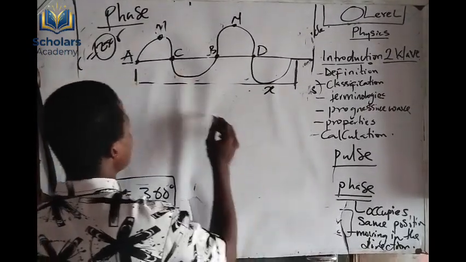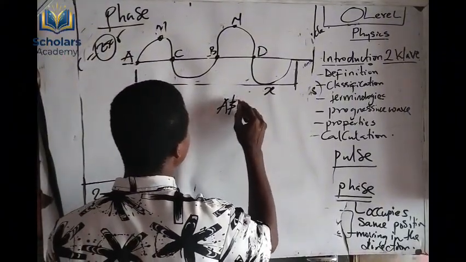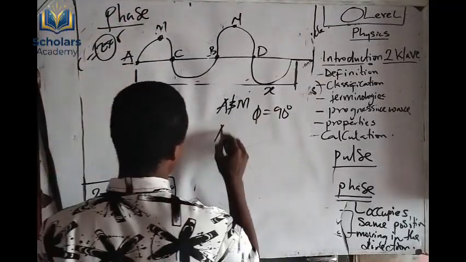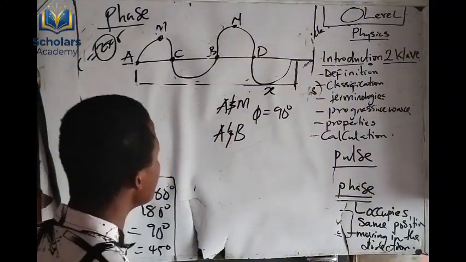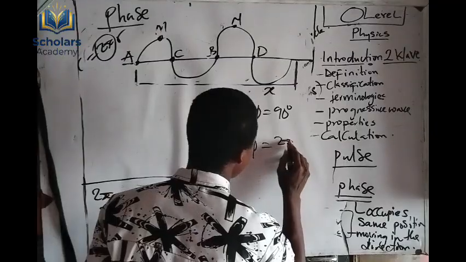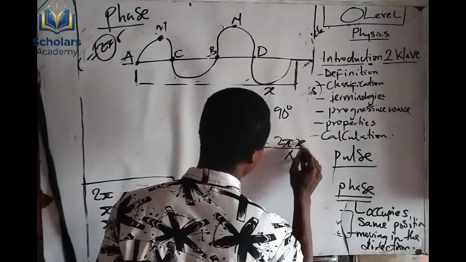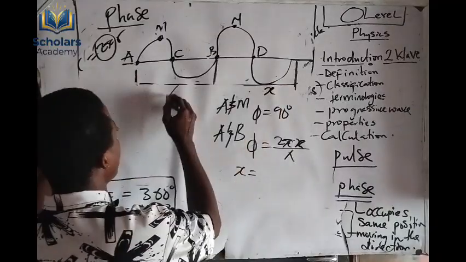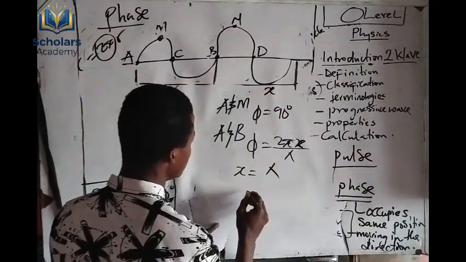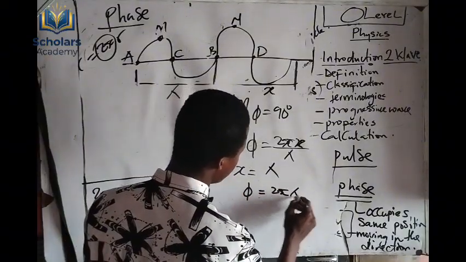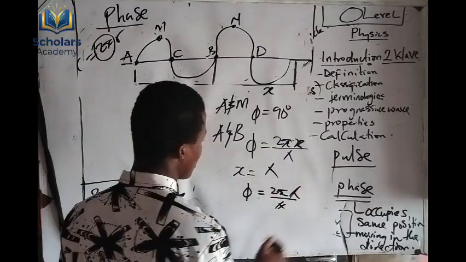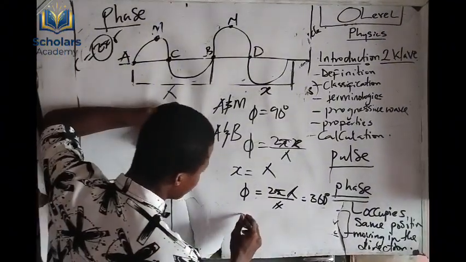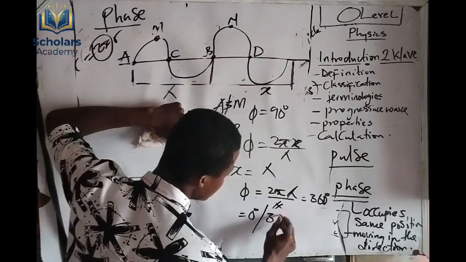Now, remember, we just found the phase angle for A and M, and we found that phi equals 90 degrees. So now we want to look for the phase angle between A and B. We know our phase angle is 2 pi x over lambda. So we find our displacement. From A to B, what will the displacement be? We already know that's one wavelength. So you just put it there: phi equals 2 pi lambda over lambda. Lambda cancels lambda, so phi is 360 degrees.